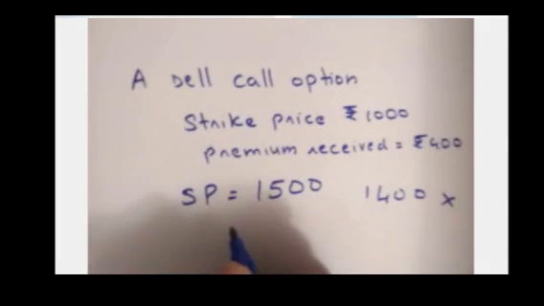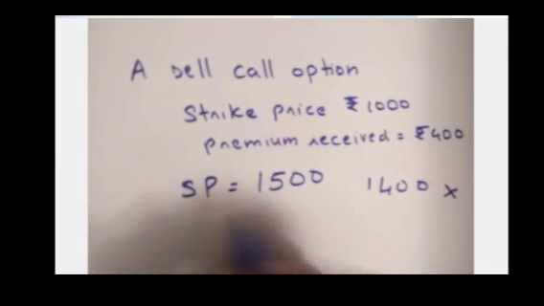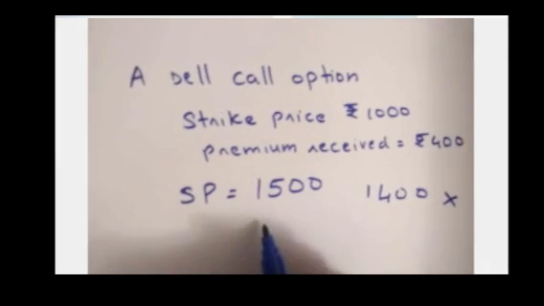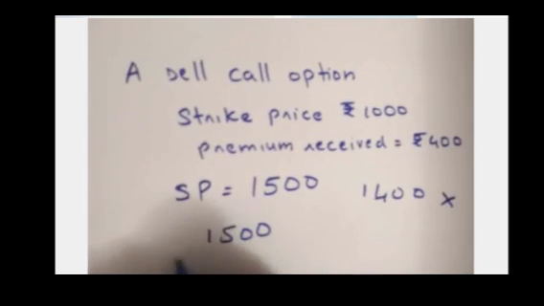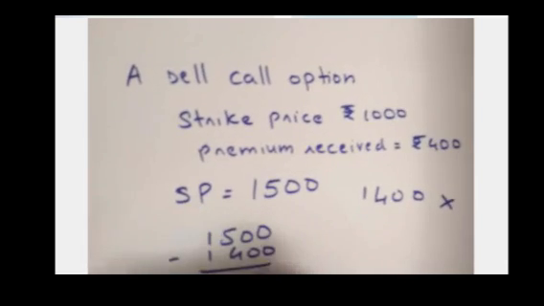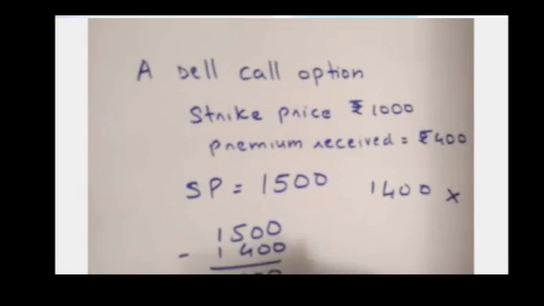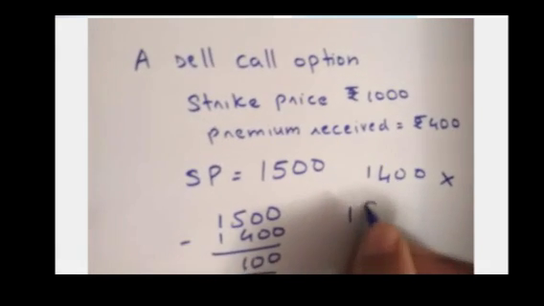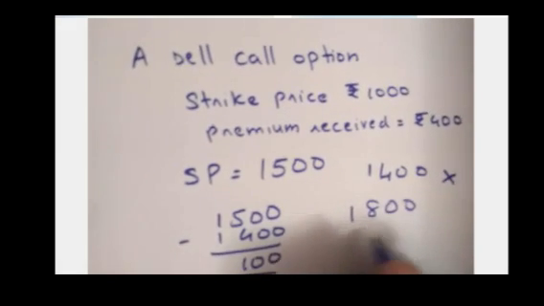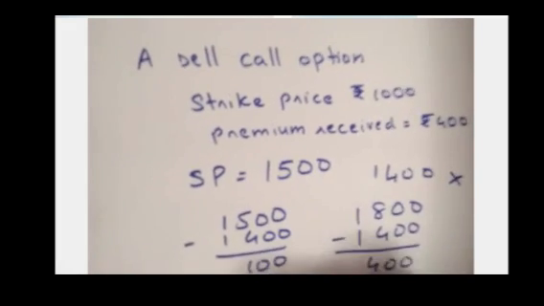But the loss he has will not be 100 rupees loss, because he already got rupees 400 as premium. So the loss he incurs will be 1500 minus 1400, which means he only incurs a loss of 100 rupees because he already received 400 as a premium. Suppose the spot price has become 1800, then the loss he incurred will be 1800 minus 1400, which is 400 rupees.